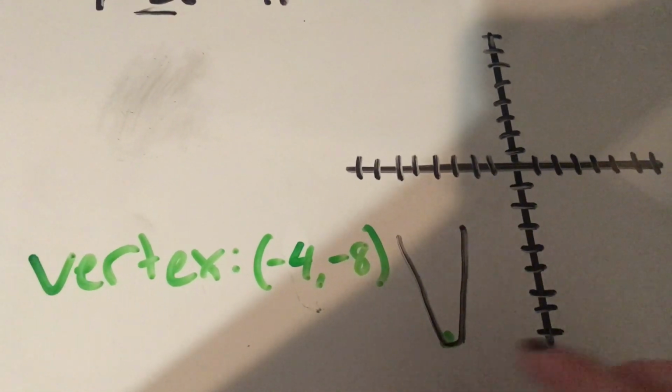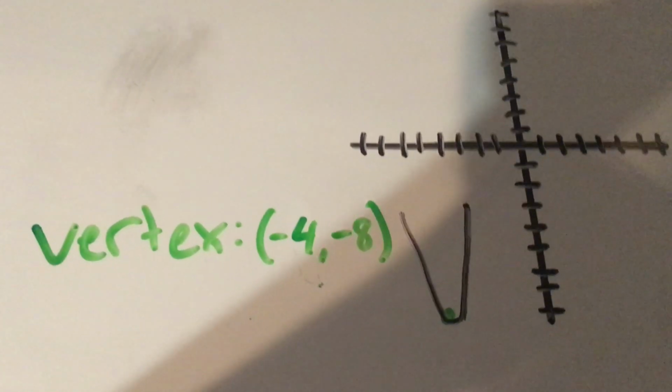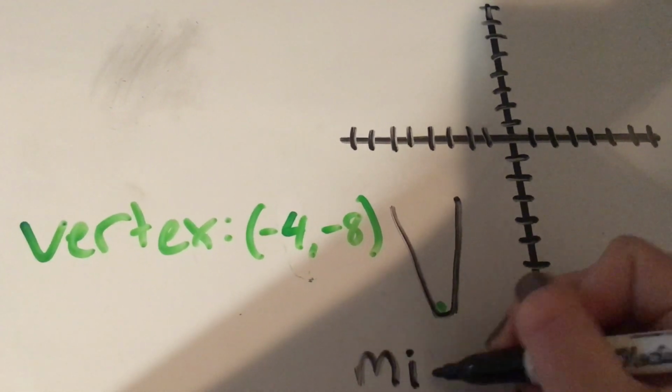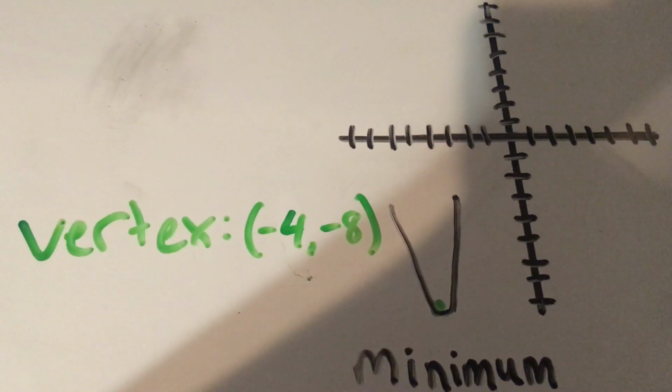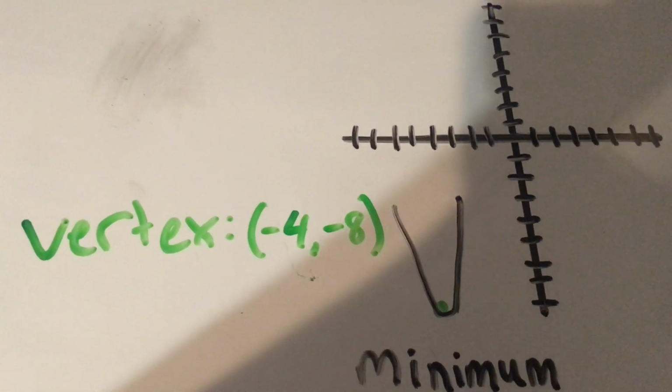So we still have that green dot there, which represents our vertex, and the vertex just shows you the maximum or minimum point of the parabola. In this case, it's showing us the minimum because the minimum y can be is negative 8, but if our parabola was to open down, it would be at its maximum point.